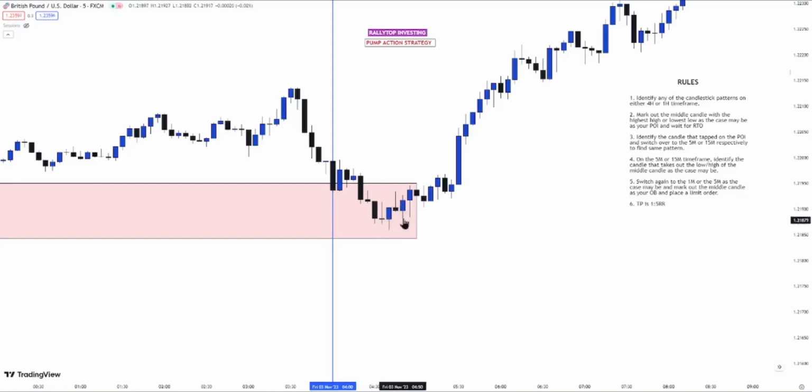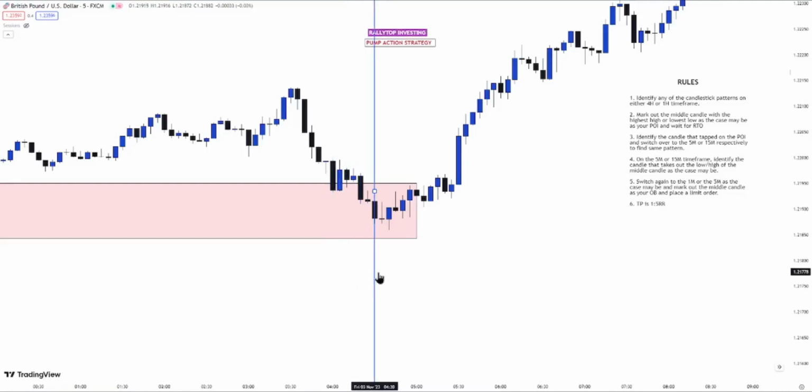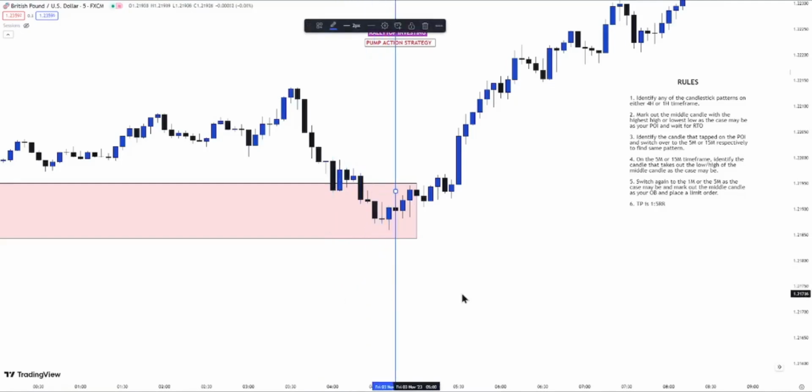All right. So he said, mark out. Rule 4 says on the 5M, mark out, identify the candle that takes out the low or high of the middle candle. And now, this is the candle, this one. So you can use your vertical line, bring it down to that point. Bring it down to this point. Okay? So that is the candle that has taken out the high of this very middle candle. I hope you understand what we're trying to say. That is on the 5M.